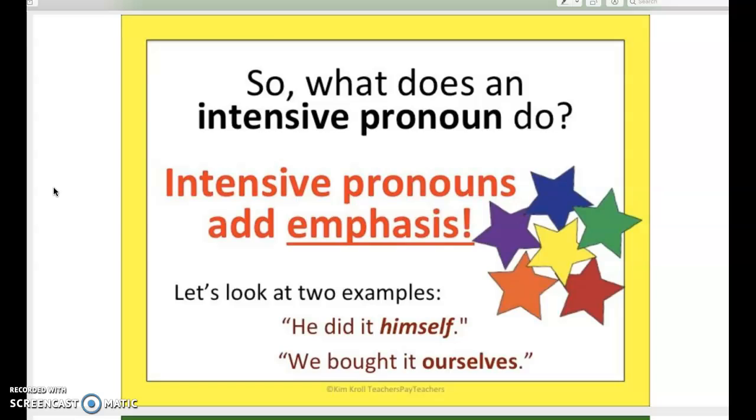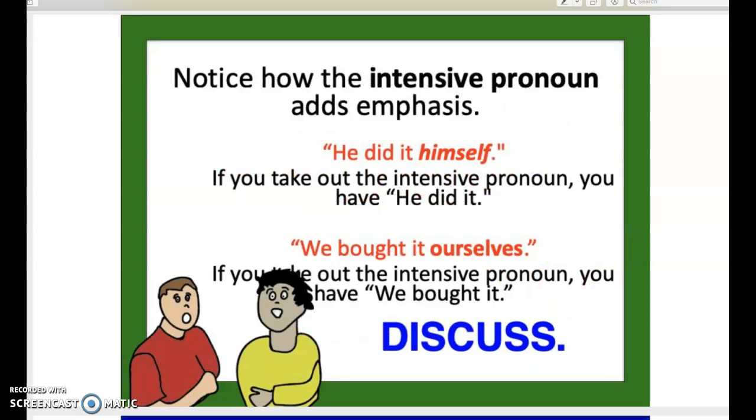Let's look at the two examples. He did it himself. Himself is adding emphasis to the antecedent he. If we remove himself, he did it, the sentence would still make sense. So it's intensive. The next example says, we bought it ourselves. Ourselves is emphasizing the antecedent we. If you take out ourselves, we bought it, the meaning of the sentence is still the same. We are not doing the discuss box. You could put an X through it.